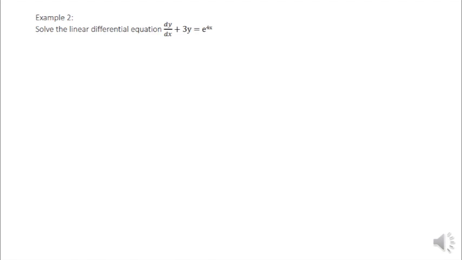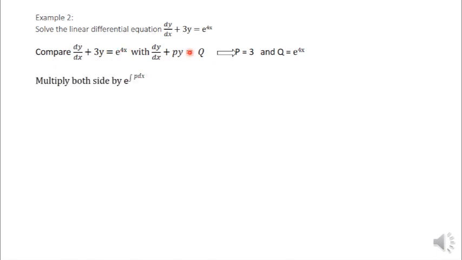So let's start by comparing, as I mentioned earlier. We compare the given equation with what we have in the definition. From here we can draw the value of our p, which is equal to 3, and our q, which is equal to what? e raised to the power of 4x. So the next thing is to multiply through by e raised to the power of integral of p dx. Now if you multiply through by e raised to the power of integral of p dx, we get this. Everything here comes down as it is, and this is what we are multiplying by, which is e raised to the power of integral of p dx. So now we integrate both sides as usual.